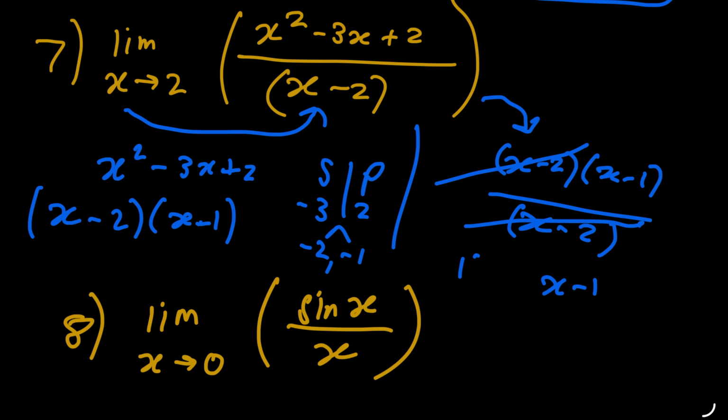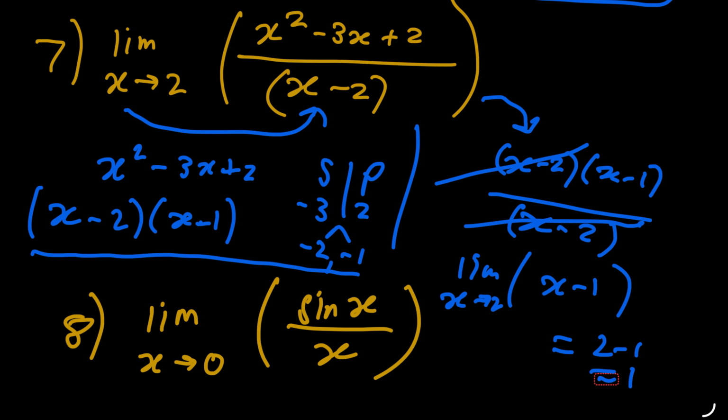And the limit as x approaches 2 of x minus 1 is a definite value, right? So that's just 2 minus 1, which is just 1. So that's our final answer for this one.